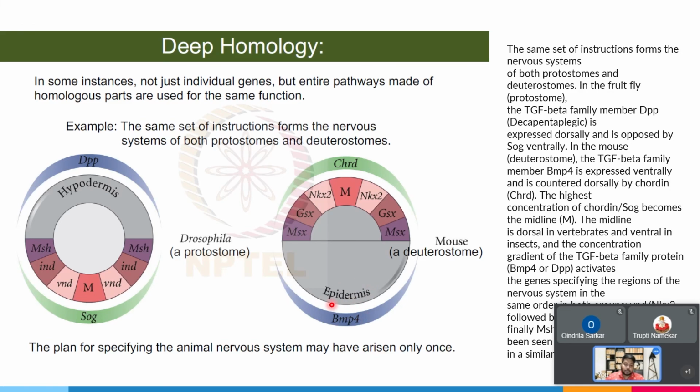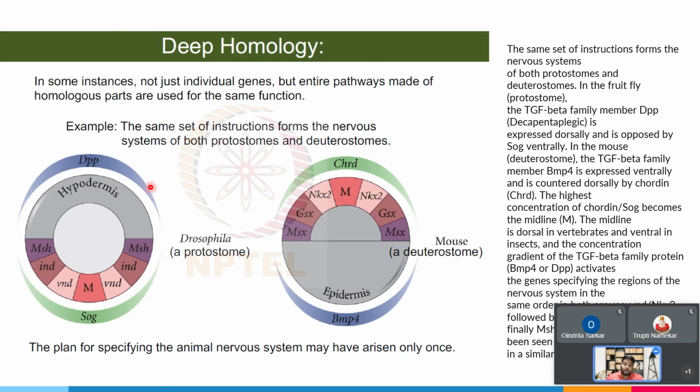the ventral structure. And we see the opposite, the exchange of the dorsal and ventral here, because in Drosophila, this change has occurred between the protostome to deuterostome, in which the axis gets flipped, but the entire pathway still remains the same. Thus, this also shows that the plan for specifying the animal nervous system may have arisen only once, since the plan is almost similar.